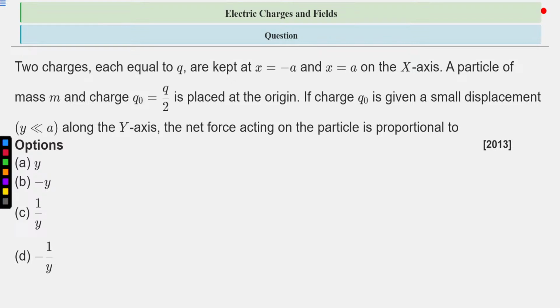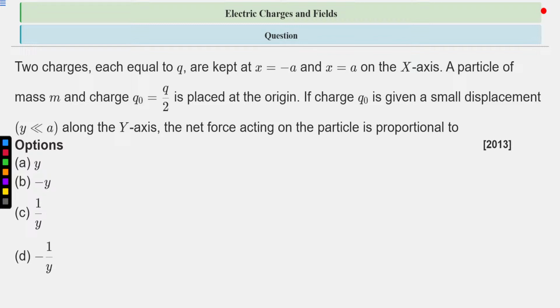Two charges each equal to q are kept at x equal to minus a and x equal to a on the x-axis. A particle of mass m and charge q naught equal to q by 2 is placed at the origin. If charge q naught is given a small displacement along the y-axis, much less than the distance between them, the net force acting on the particle is proportional to.